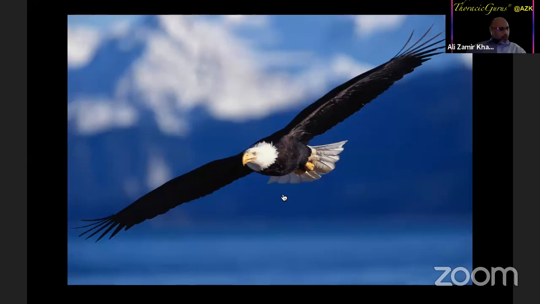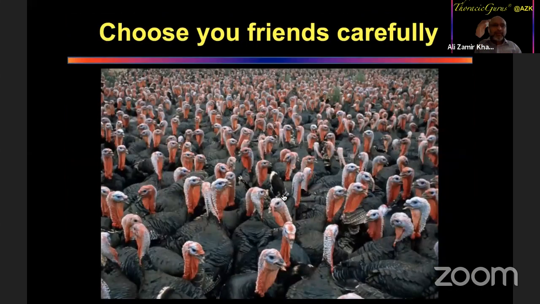Now, I have shown this before many, many times, but I love this slide. The reality is that if you want to fly like an eagle, high up, you can never hang around with the turkeys. The turkeys will give you 100 reasons why you cannot succeed in life. They will tell you every reason why you cannot succeed in life. Success has a price, and you have to pay the full price for it. There is no shortcut. There is no compromise.